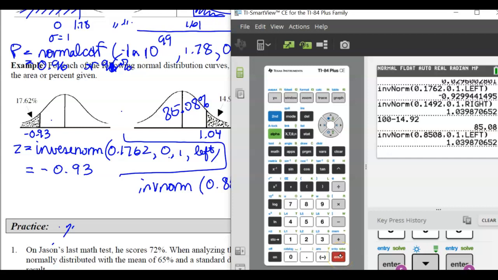Okay, and you'll get 1.039, which is the same answer, right? 1.04. Okay, so you have to do that one extra step. You have to realize that your calculator is going from the left. You don't have the choice of going on the right.